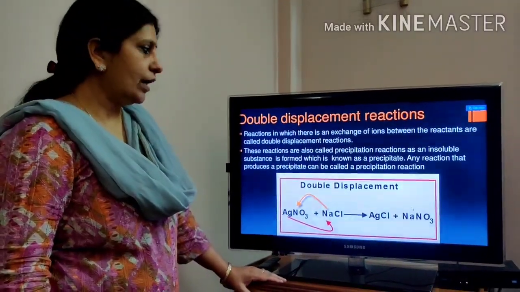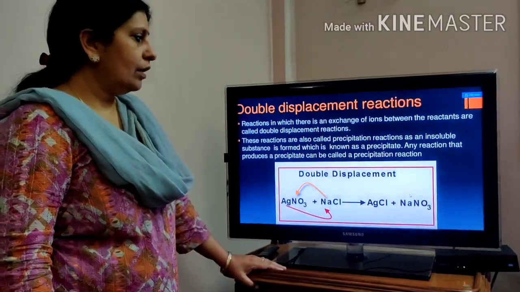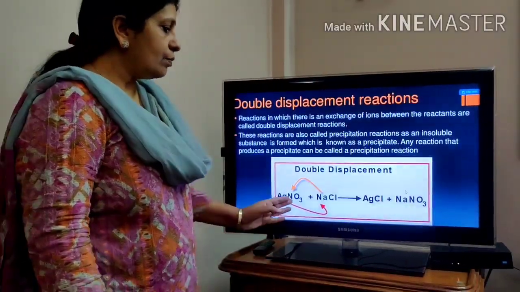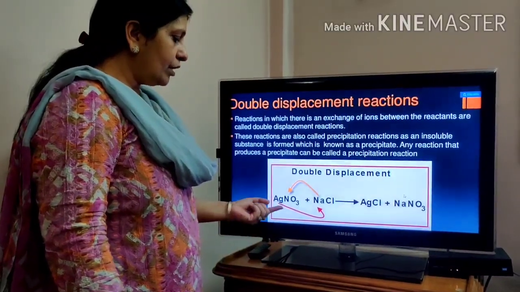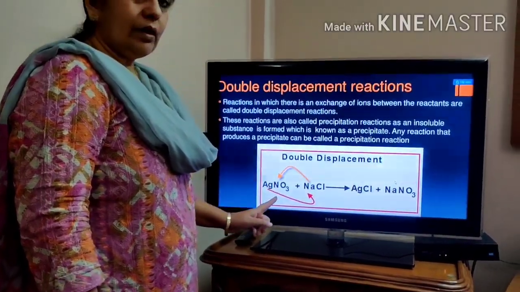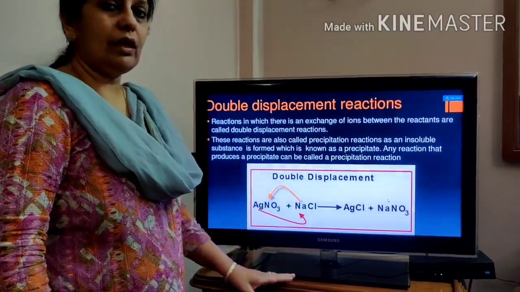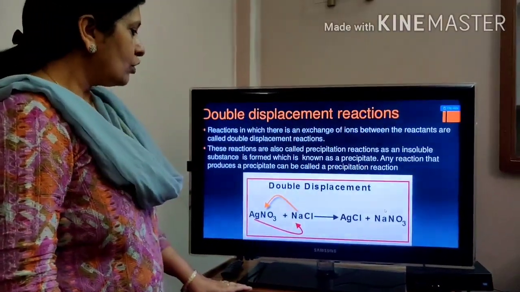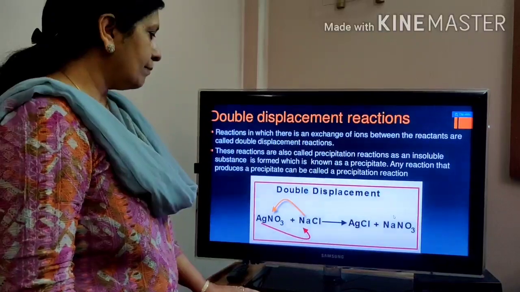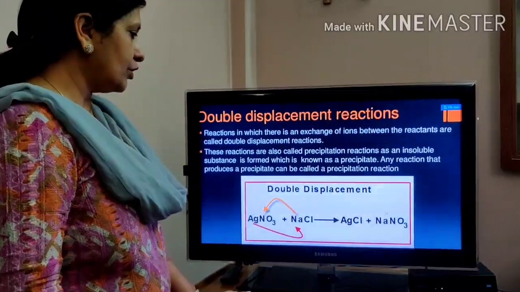In double displacement reactions, we have two compounds taken in aqueous solutions, and there is a double displacement of ions. For example, we take silver nitrate solution and sodium chloride solution. We mix them together, and after some time we find that silver chloride and sodium nitrate are formed. So it is a type of reaction in which there is an exchange of ions between the reactants. Since two ions are exchanging their places, it is called a double displacement reaction.